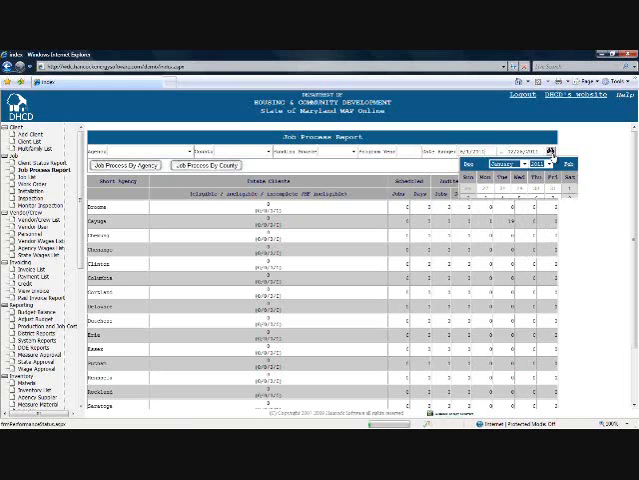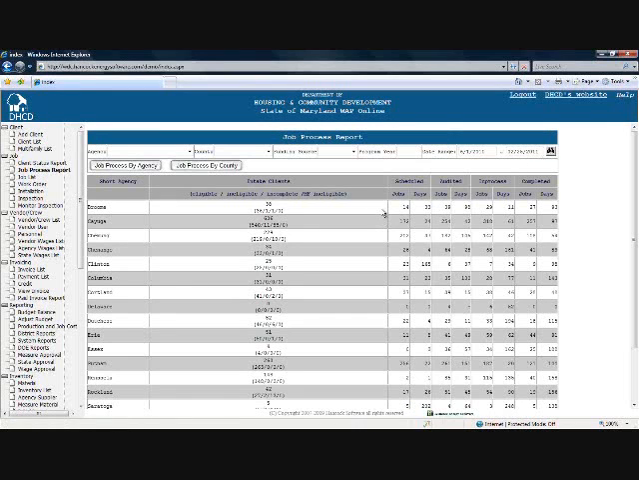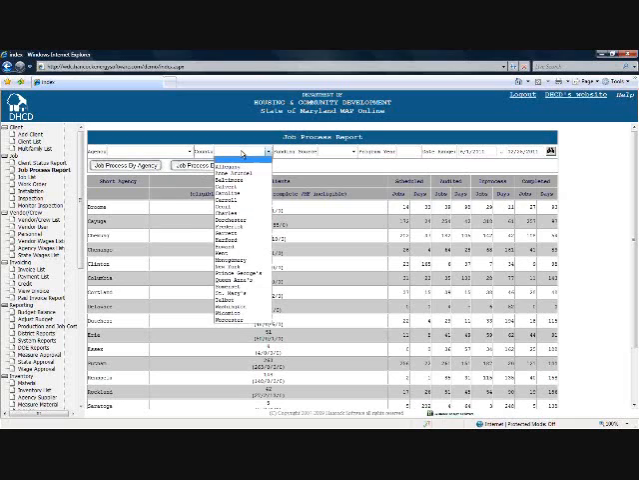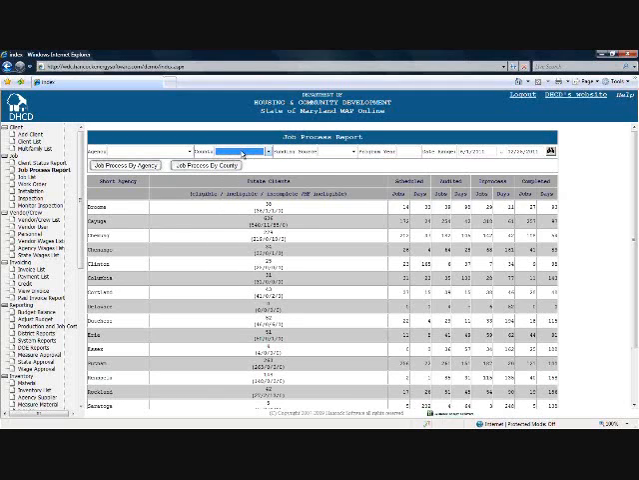I'm going to go to the job process report. This particular screen specifically shows the process of jobs by agency or by county. In our system, we have some agencies that handle multiple counties. This particular report will show the progress of the various agencies as well as counties. And this is important for us because it shows what jobs are in process. If for whatever reason there is a lag in terms of production, we are able to view exactly what's being processed or what we should expect.